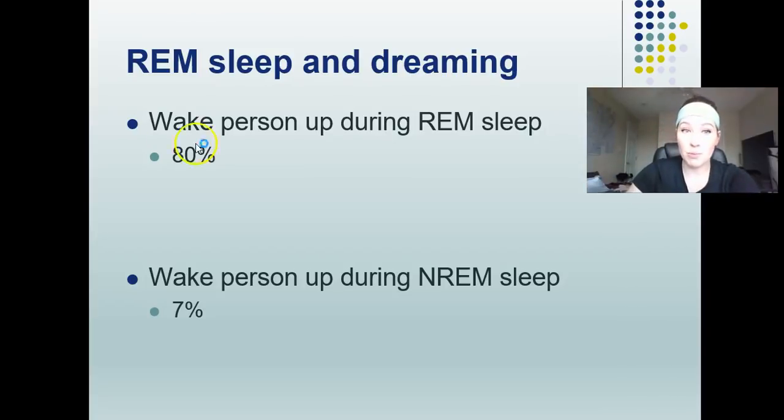80% of the time, those people are going to report that they were dreaming. Conversely, if we wake someone up during deep sleep, or stages like 2 or 3, only 7% will report that. I can't remember if it's only 7% of the patients or 7% of the time, but either way, it's a small number of those people who will say that they were having a dream. So according to this study, you're much more likely to be dreaming in REM sleep than you are in non-REM sleep.